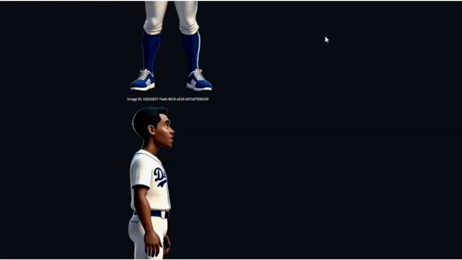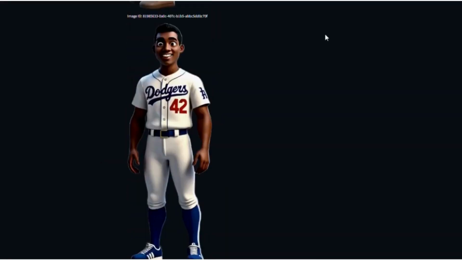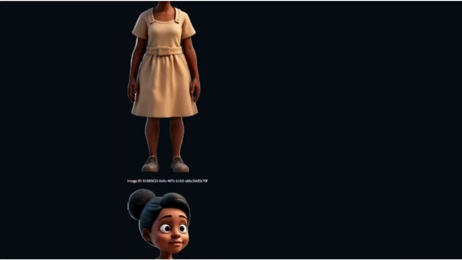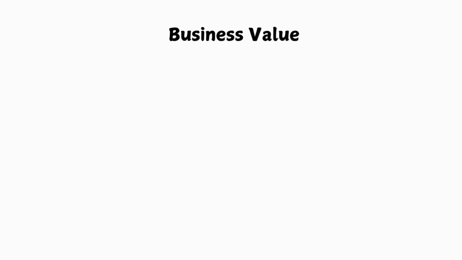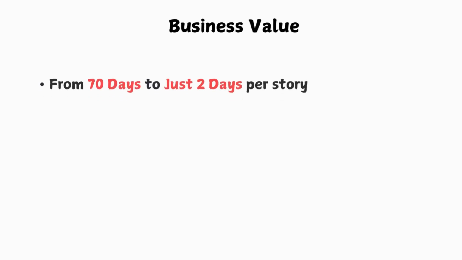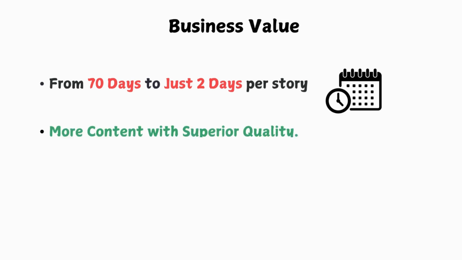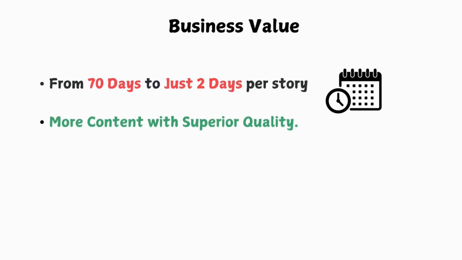Wow, right? These are some major problems that we faced during the development of Ojje. At Ojje, we've transformed the content creation process, reducing production time from 70 days to just 2 days, ensuring faster delivery. Offer more content with even better quality, enriching experiences for young readers.